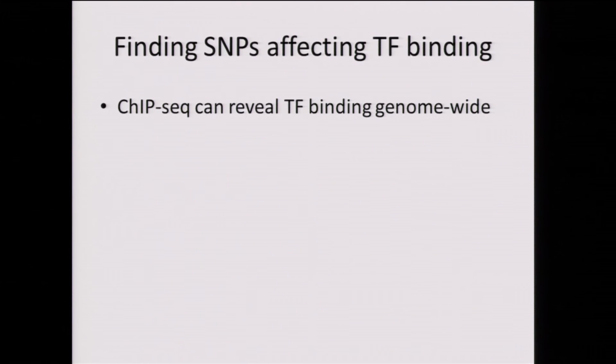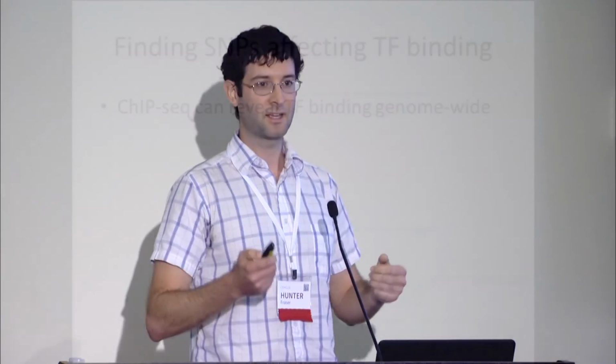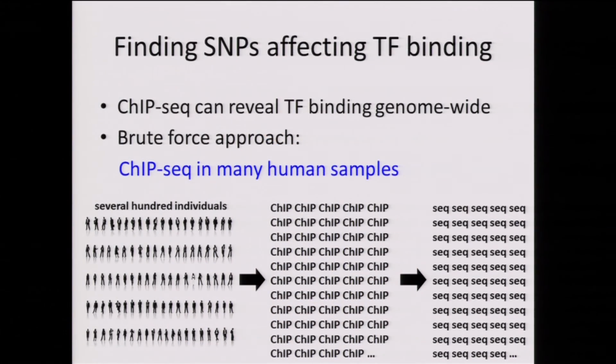But that gives us the binding sites, not the genetic variants that are affecting binding, which is what we really want. So in order to find those genetic variants, one way that you could do that would be to just do this ChIP-seq in many, many different human samples. So if you imagine you have a large population of humans, then you do a ChIP for your factor of interest on each one, and then a separate sequencing of each one, and then you could correlate the genotypes of these individuals with the binding at each binding site, and you'd be able to map genetic variants affecting binding that way.